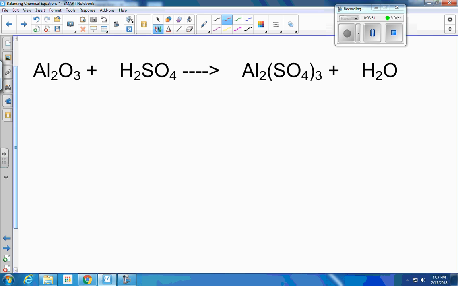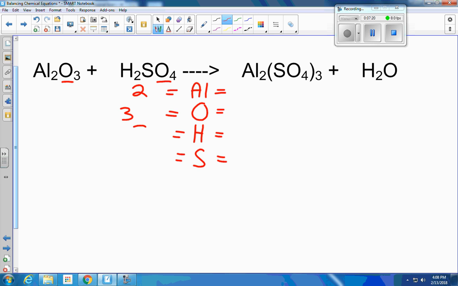Now we're going to go through this the long method because we're not into polyatomic ions. So we're going to list our elements in the order they appear. So we have aluminum, oxygen, hydrogen, and sulfur. Oxygen was used here and here on the reactant side. So that tells us we're going to have to list them separately when we do our total count. Now on the reactant side, I have 2 aluminum, 3 oxygen, 2 hydrogen, 1 sulfur, plus 4 more oxygen. We'll list them separate and total them up later.